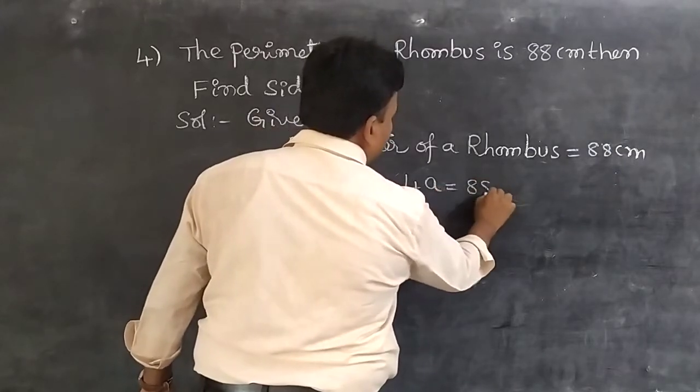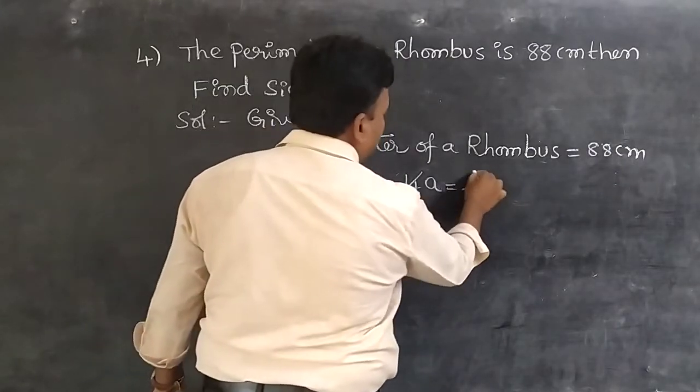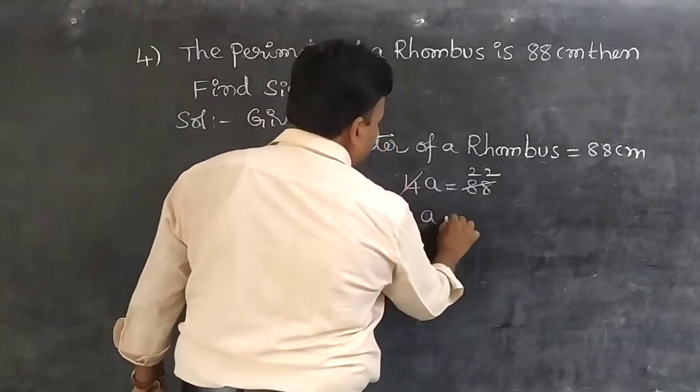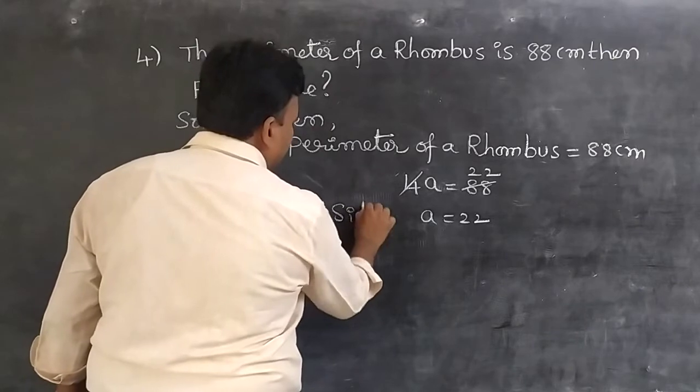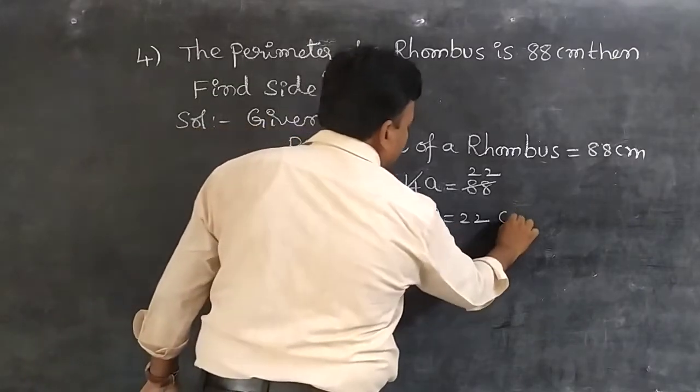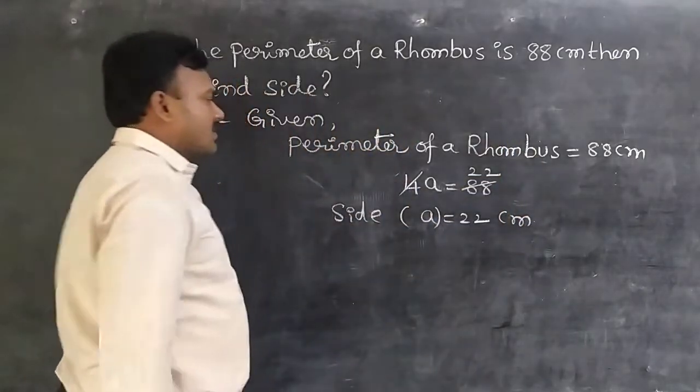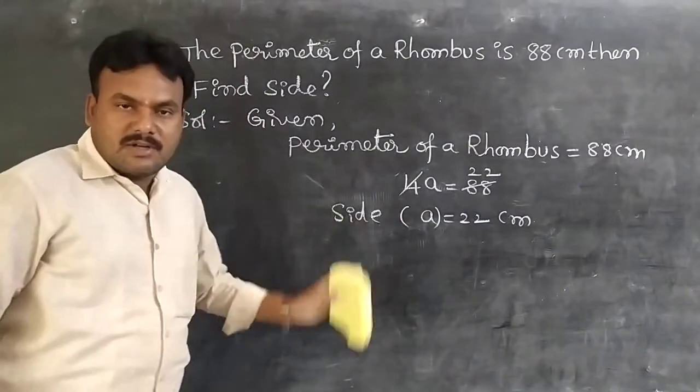4a equals 88, students. Strike it out with 4. 4 twos are 8, 4 twos are 8. a equals 22. That means side a equals 22 centimeters. This is the solution of the given problem, students. Okay.